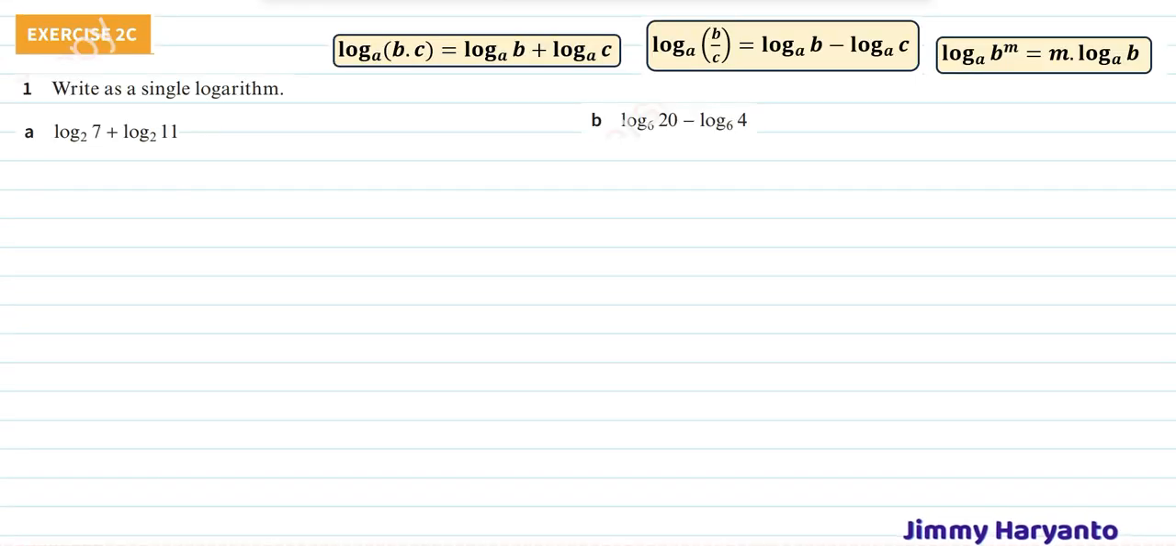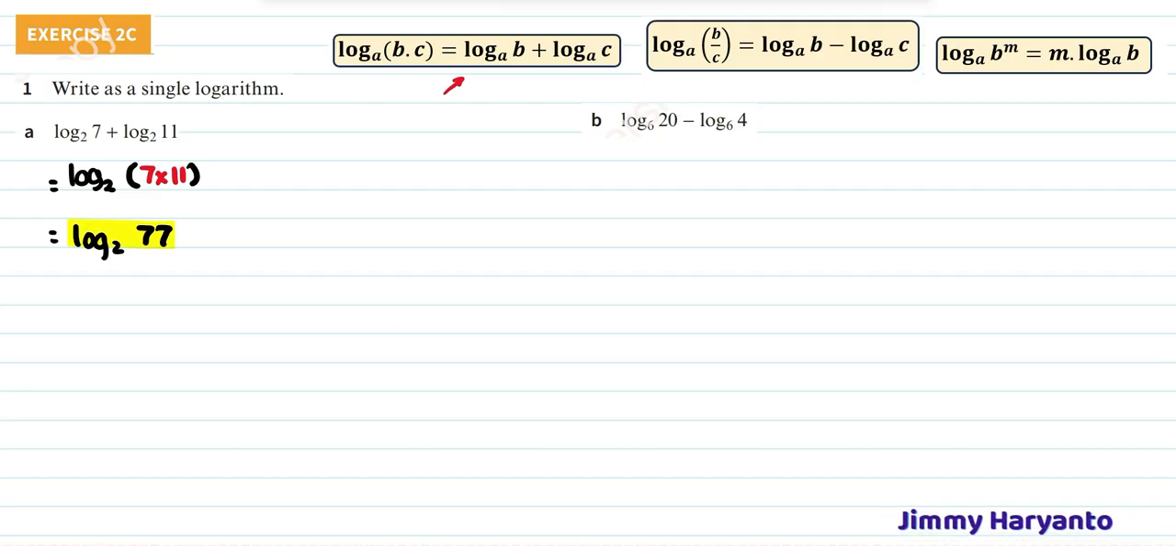And then next is exercise 2C, question 1a. You have to make this into a single logarithm. For the first one, let's use these properties. So you can combine the logarithm and then multiply the 7 and 11. 7 times 11, so you have logarithm 2 of 77. This is the first answer.